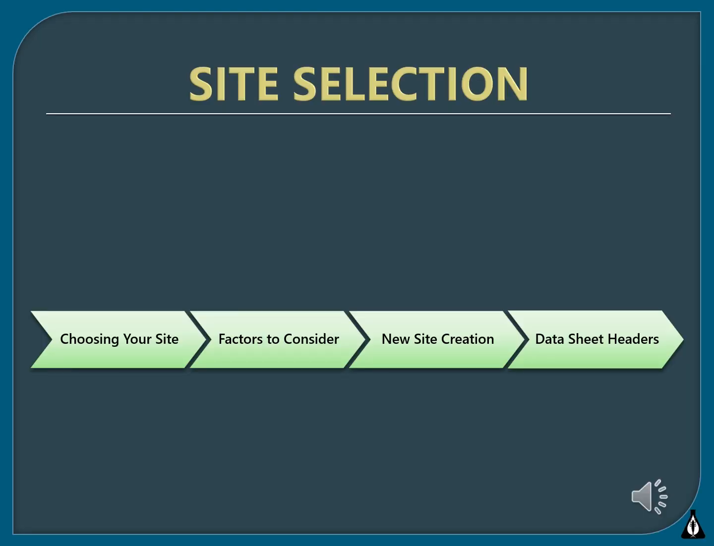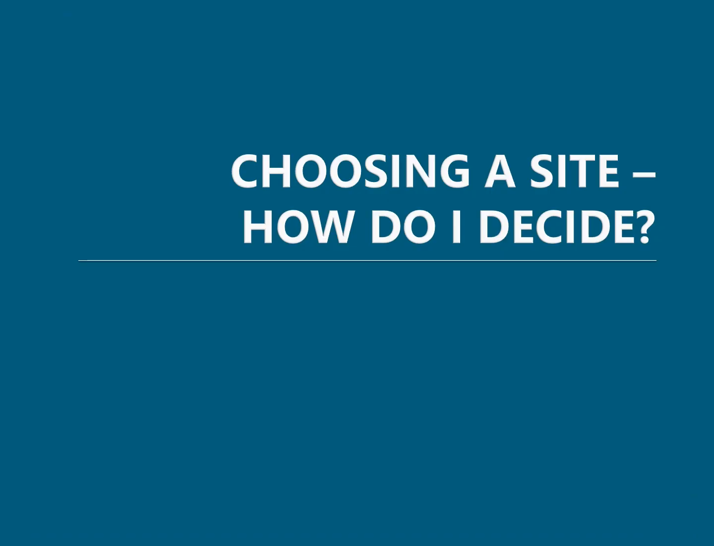There are many factors to consider in choosing a monitoring site. We'll discuss some of the most common reasons that volunteers choose a site, what factors you can consider, and how to identify your site location and map your new site. Then we'll discuss the datasheet headers present on all the datasheets. So we'll start with choosing a site and how someone decides where to monitor.